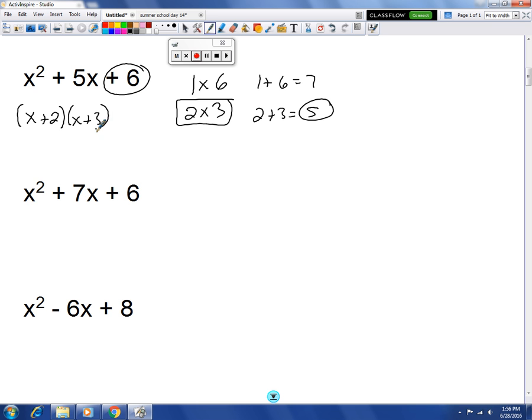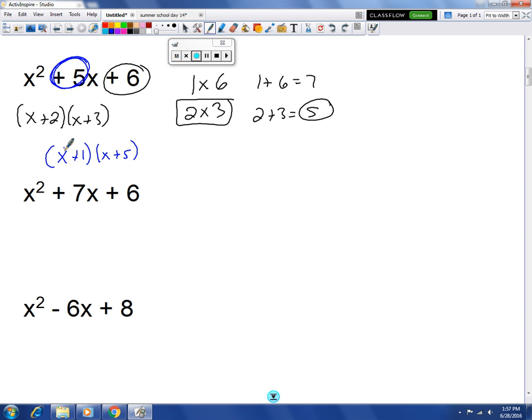Now let me show you a common way students can make mistakes. Sometimes they don't remember exactly the sequence, and they'll look at that 5 and say, okay, 1 times 5 is 5, and 1 plus 5 equals 6. So they're going to say, well, I think the answer is x plus 1, x plus 5. Okay, and then be happy because they think they did well, but let's check it out and see.